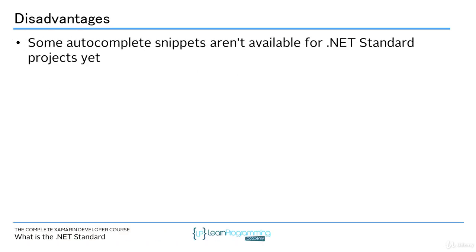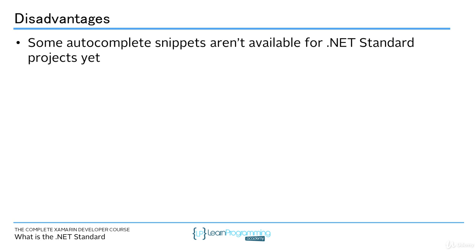And the only disadvantage that I could think of is that although it is being developed, as at the time of recording this video, some autocomplete snippets aren't available for .NET Standard projects yet. So again, you may see that in the video I create some code practically out of thin air, because I just, in my keyboard, press Tab and Visual Studio autocompletes it. This may be missing in a couple of places with the .NET Standard. It's already available in most places, but you may find a couple of places where it is still missing.